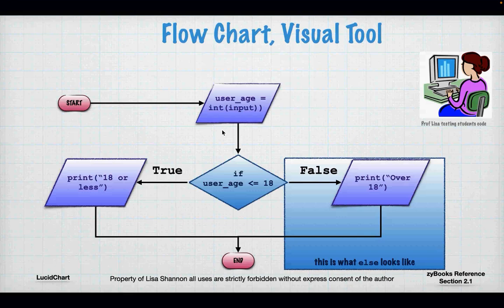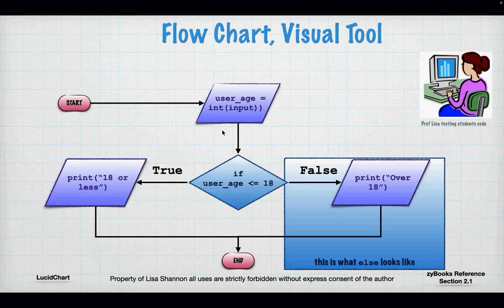So if I read this and think about the program, I have user_age is int input. So I'm getting something in from the outside world. I have an if statement. The if statement is user age is less than or equal to 18. True, which is coming off the left side of the diamond, is going to print 18 or less. False, coming out the right side, is going to print over 18.